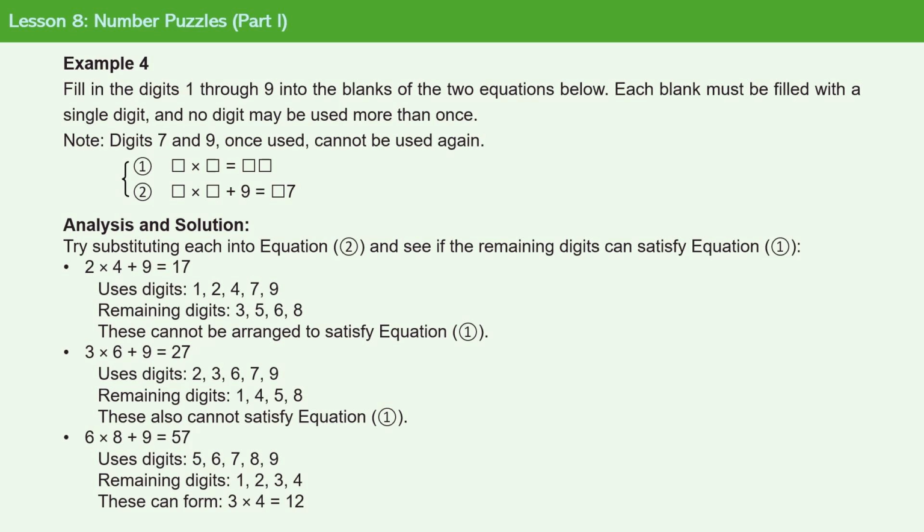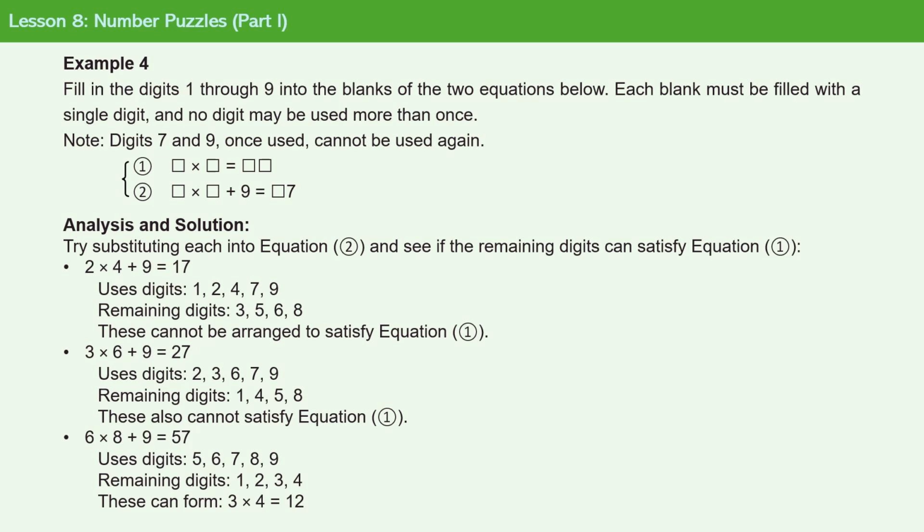Try substituting each into equation 2 and see if the remaining digits can satisfy equation 1. 2 times 4 plus 9 equals 17. Uses digits 1, 2, 4, 7, 9, remaining digits 3, 5, 6, 8. These cannot be arranged to satisfy equation 1.